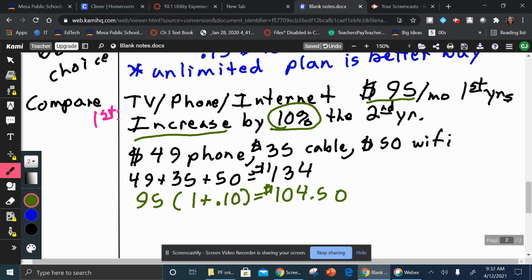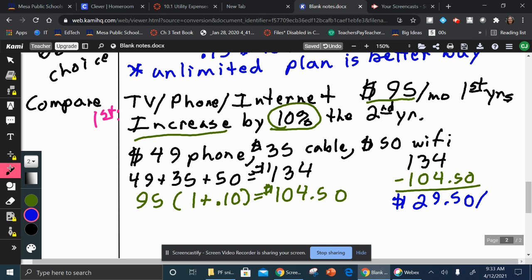Okay, so then if we subtract them to find the difference, 134 minus $104.50, that's going to give us a difference. So that would save $29.50 a month. If we multiply that by 12, that would save $354 per year, everybody. So you definitely want to shop around and look at different deals.